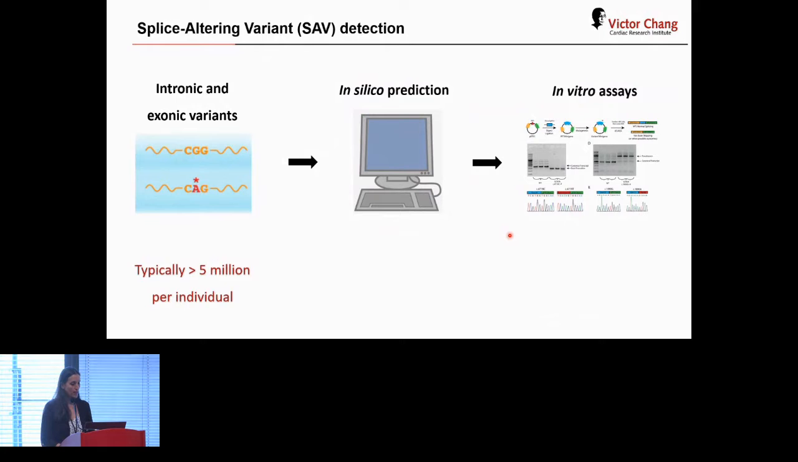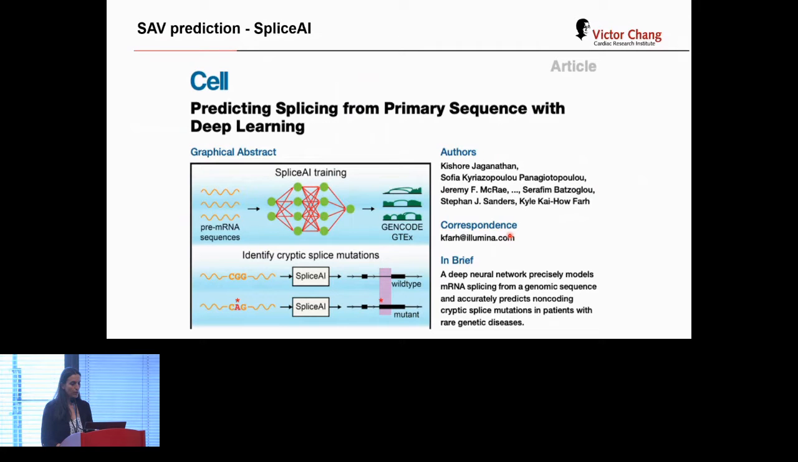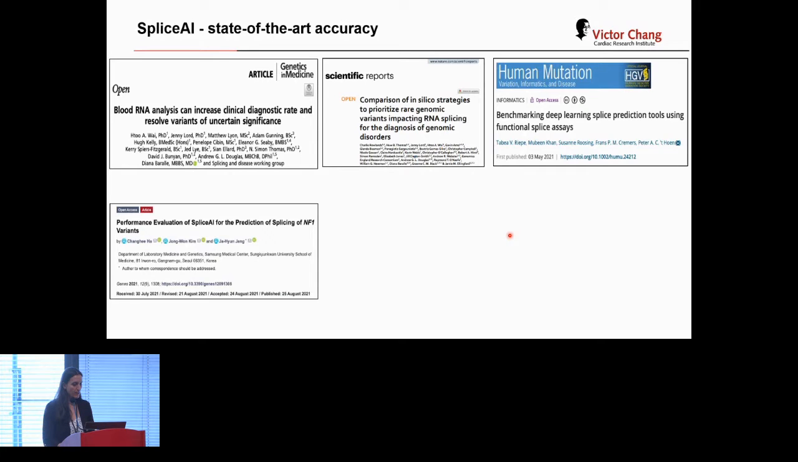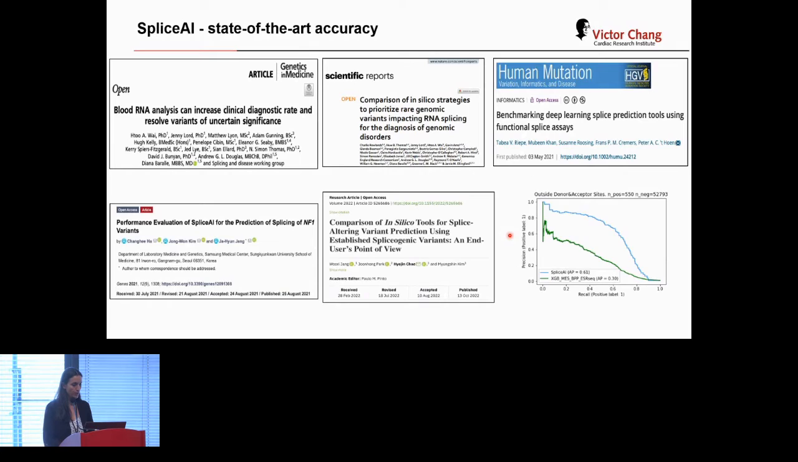It was based on a deep neural network, and it does very well at predicting cryptic splice mutations, especially in patients with rare genetic diseases. Since that method was available, there have been a lot of benchmarking studies, and we have also performed some benchmarking and have found that SpliceAI performs better in comparison to the first generation methods for splice-altering variant prediction.